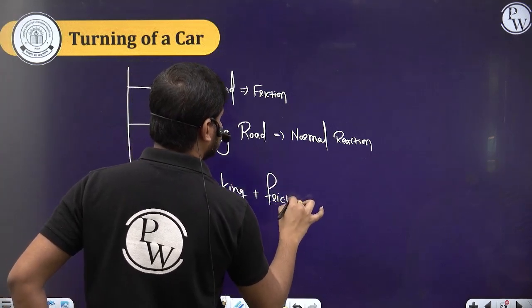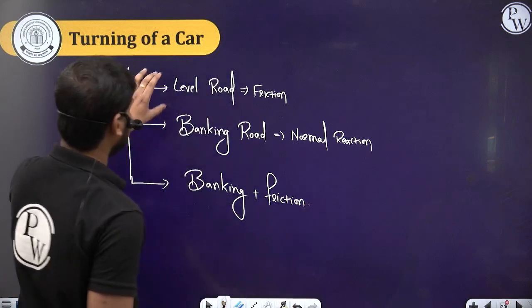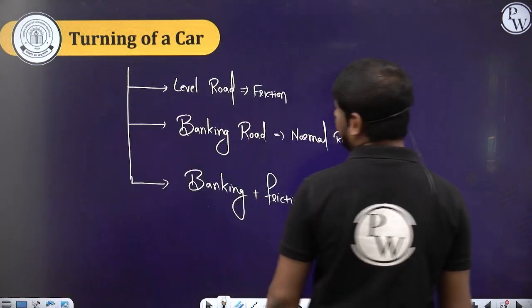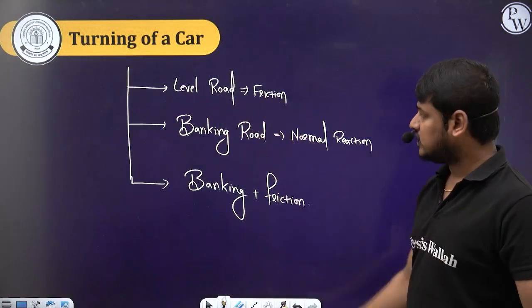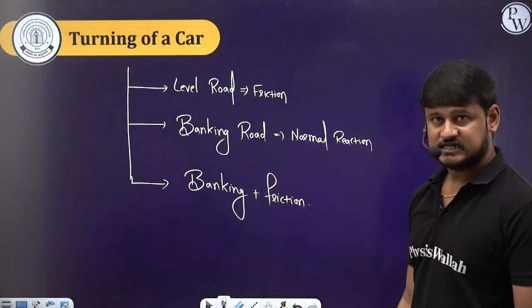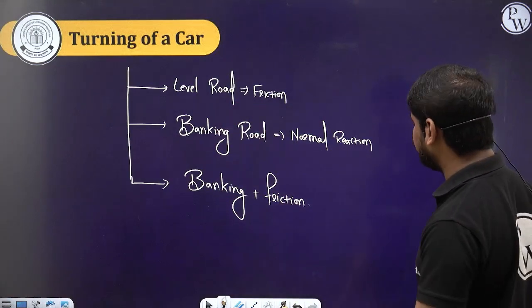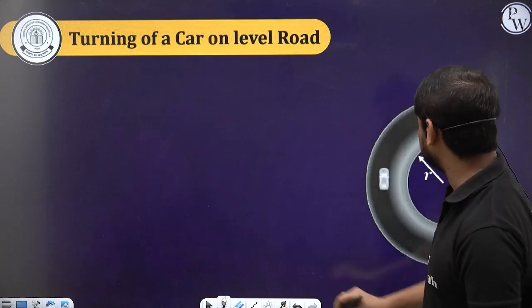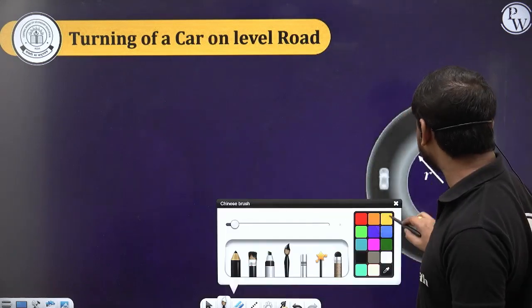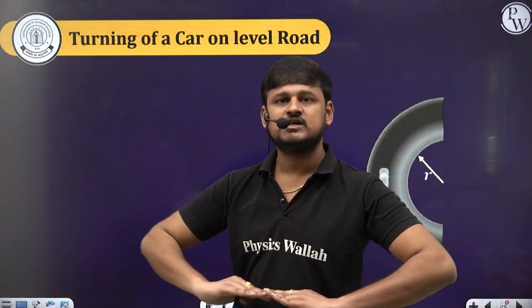In today's session, I'll just introduce the turning of a car on the level road. These other two we'll see in the next session. So first let's go for the level road, the turning of a car on the level road. Level road means the road is flat, not smooth, it's flat. That means there are no ups and downs.